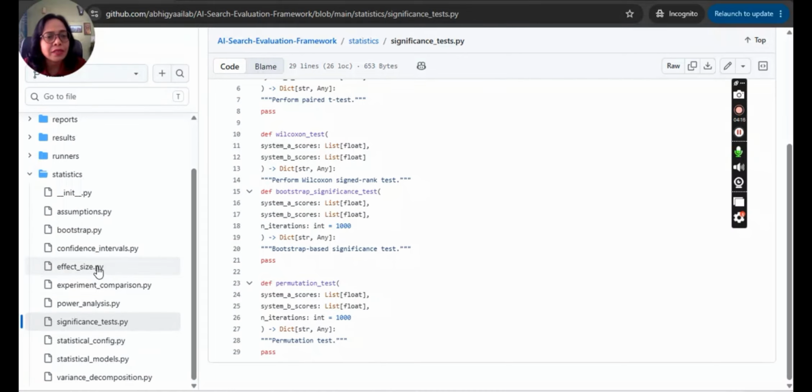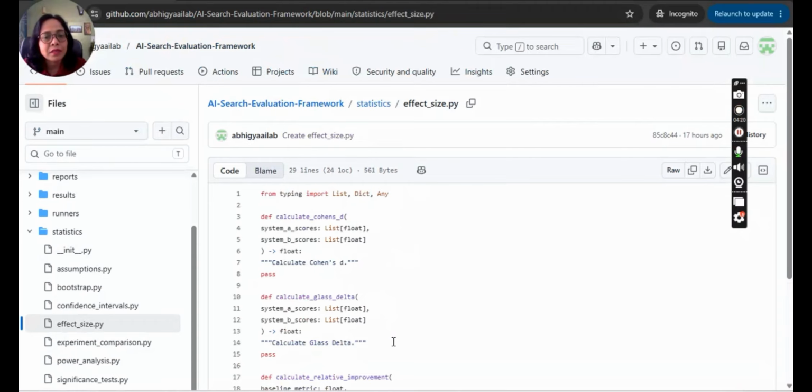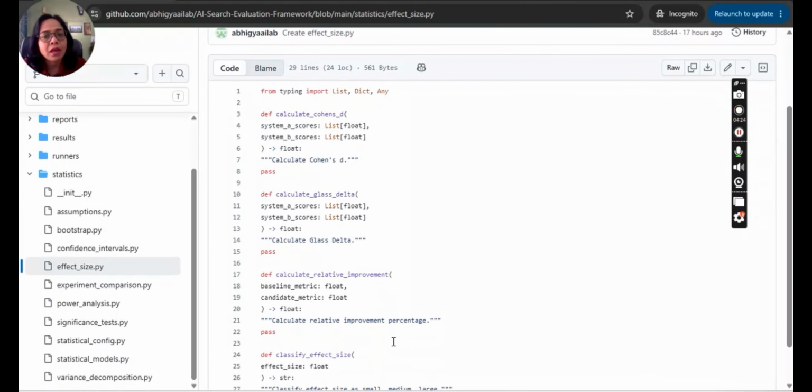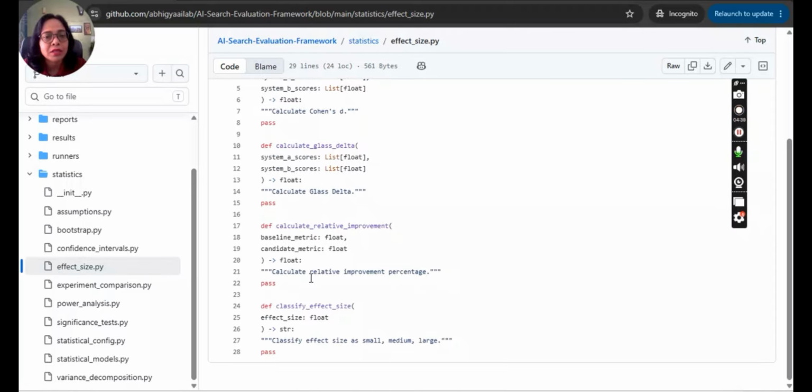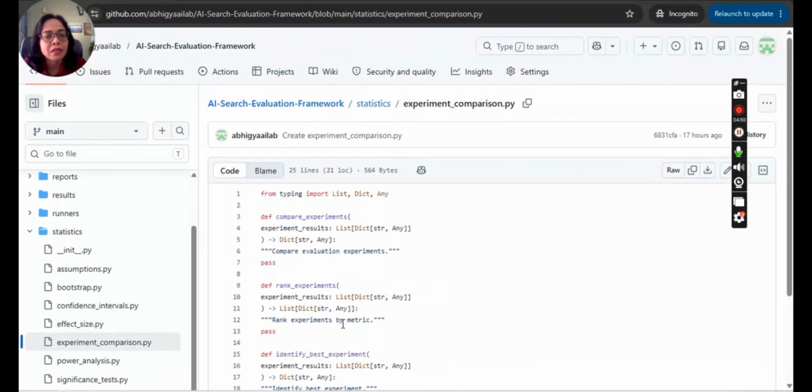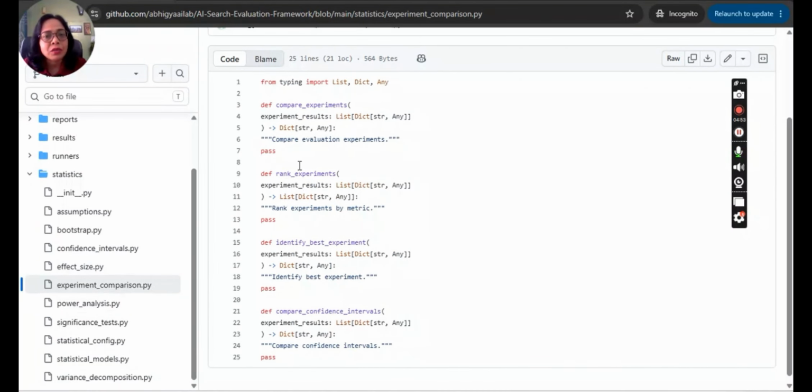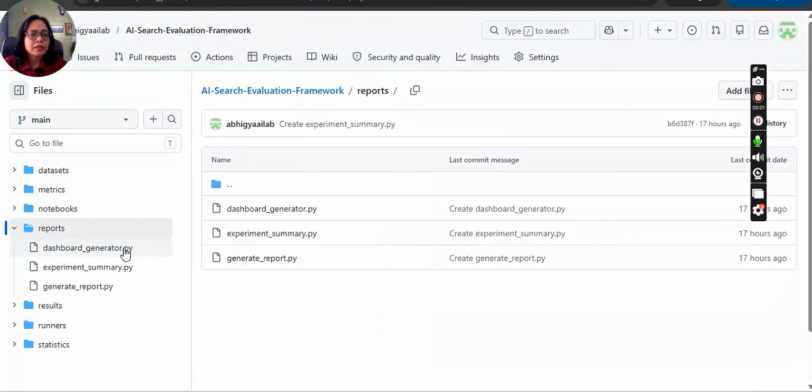Then the effect size. Effect size means the difference between system A scores and system B scores, and all these functions are inside this file: calculate the relative improvement, baseline metric and candidate metric. And then after that, experiment comparison. After collecting the effect size and confidence interval, here we compare the two experiments: compare experiments, rank experiments, identify the best experiment, compare confidence intervals are here. And then after that the reports will be generated.